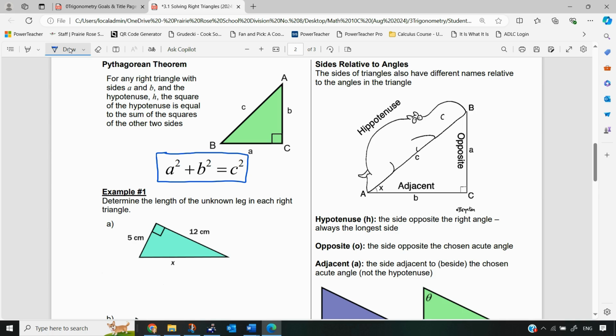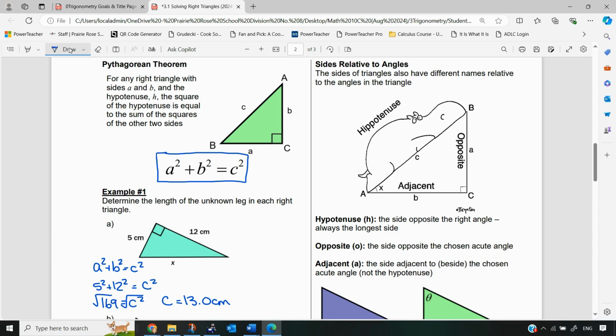Example 1 asks us to determine the length of the unknown leg in each right triangle. So I have my two short sides and I'm looking for my long side. My formula is a squared plus b squared equals c squared. So that would give me 5 squared plus 12 squared equals c squared. 5 squared is 25 plus 12 squared is 144 would total to 169, and that equals c squared. Now in order to get c by itself, I would have to square root, and that gives me c equals 13, and because we're rounding to the nearest tenth, 13.0 centimeters.